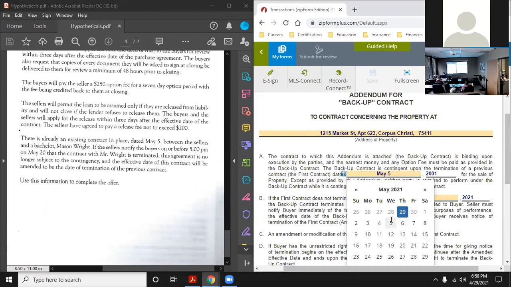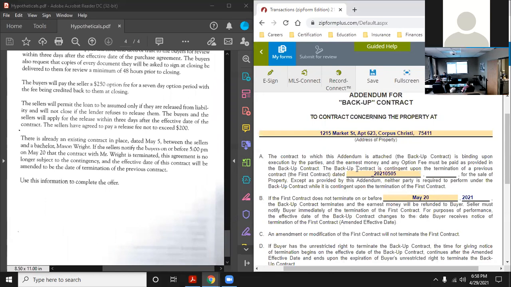I'm just gonna fix that. So the first contract is May 5th. And basically saying if that contract does not terminate on or before May 20th, then the backup contract is basically terminated. They can get out of the backup contract. However, if it is terminated before May 20th, then whatever day it was terminated, that becomes the new effective date of the contract we just filled out.